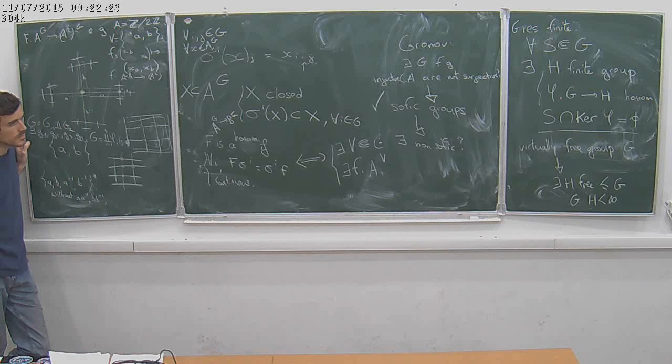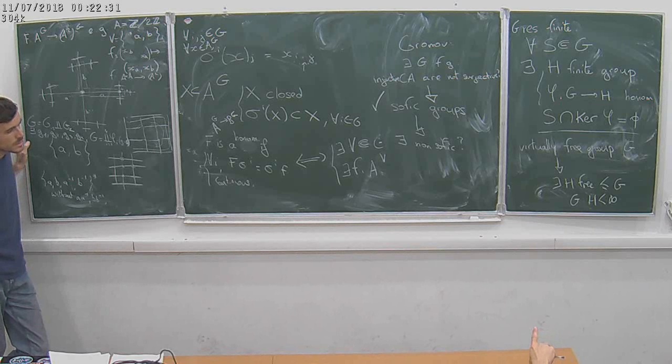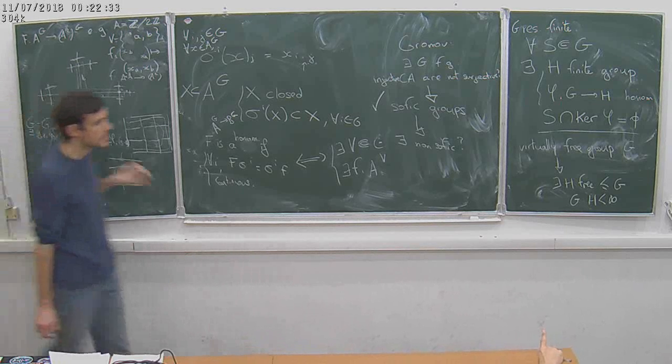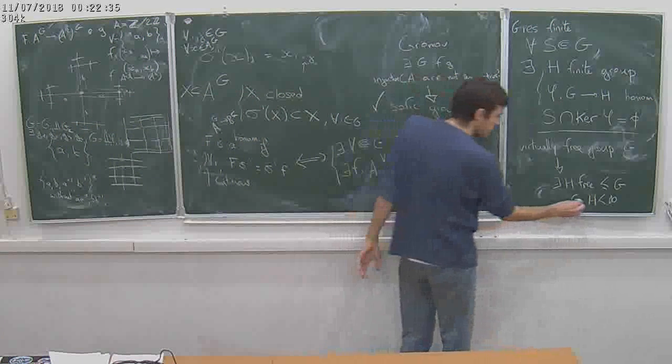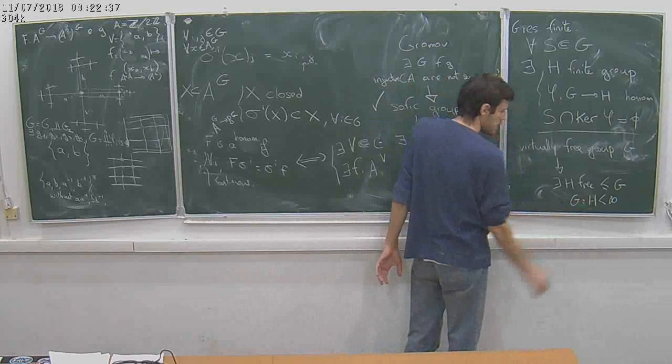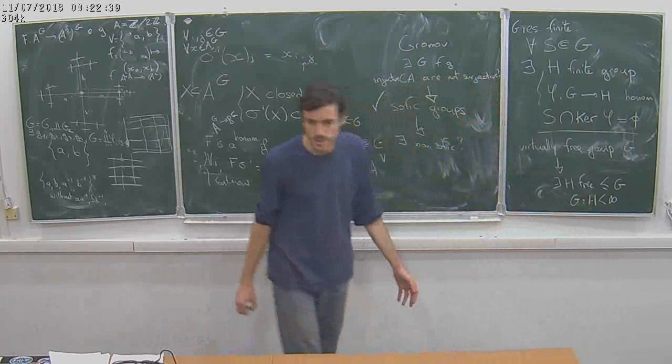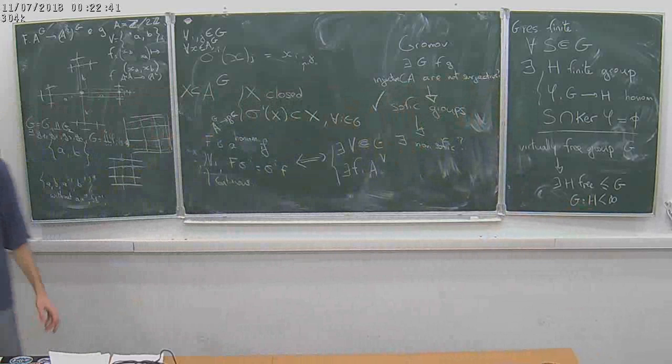I'm sorry, is a free group virtually free? Virtually. How do we construct H? H equals G. We multiply G by H. No, it's index. The index of H in G? Yes, I understand. H equals G.